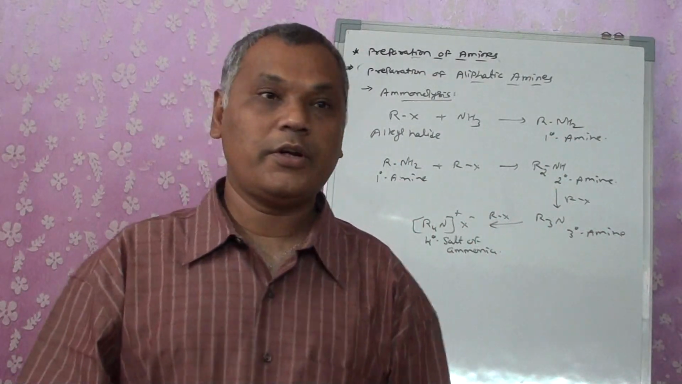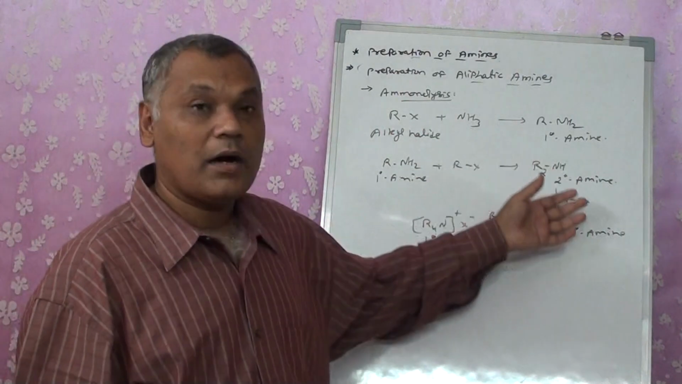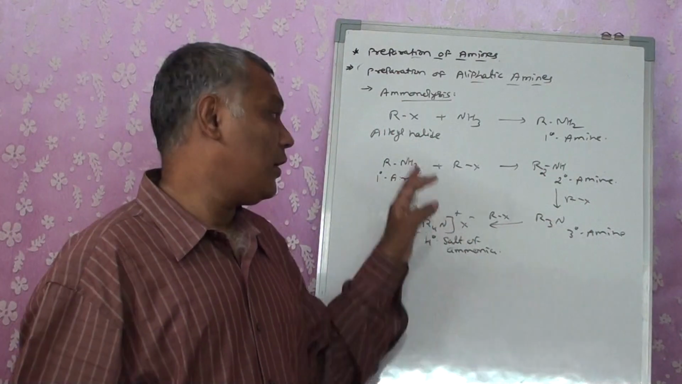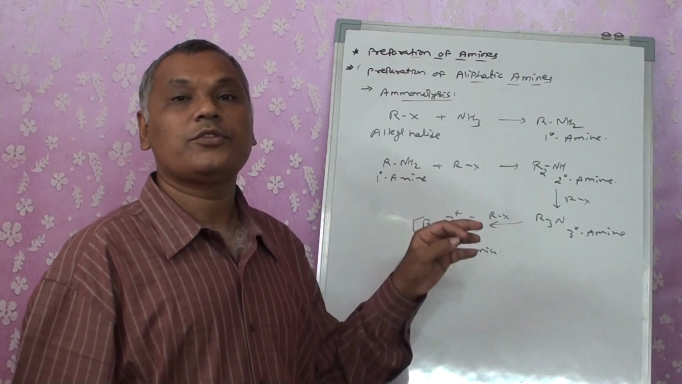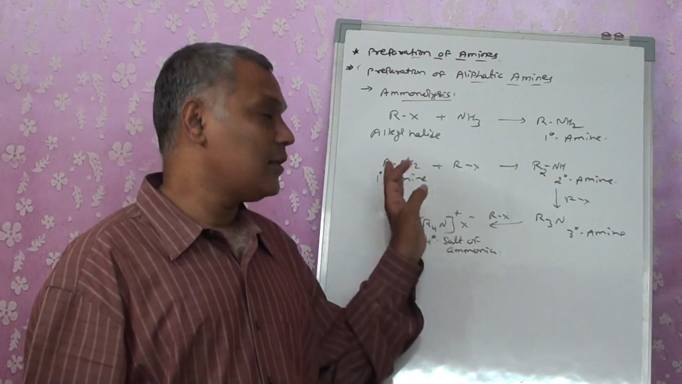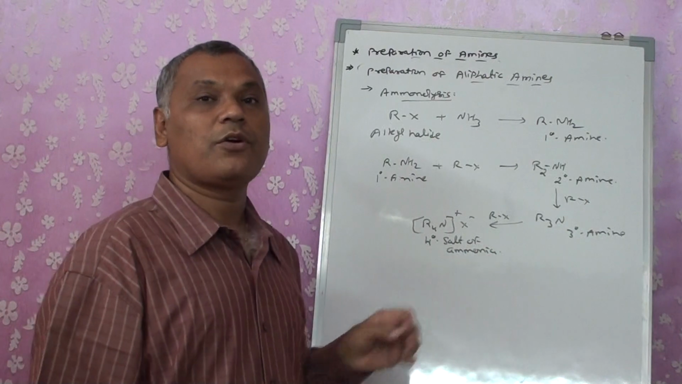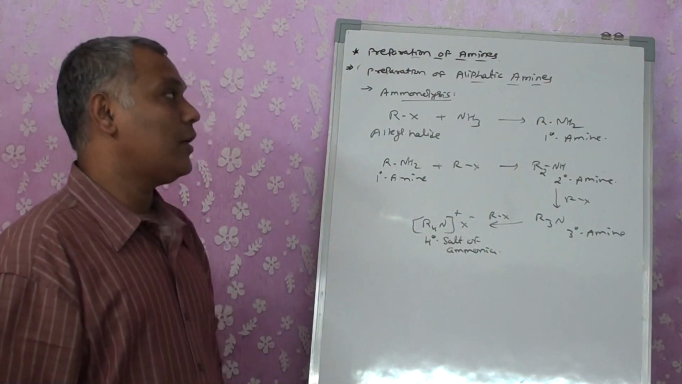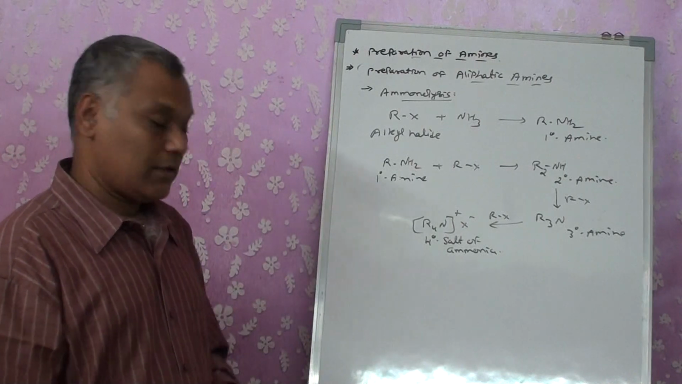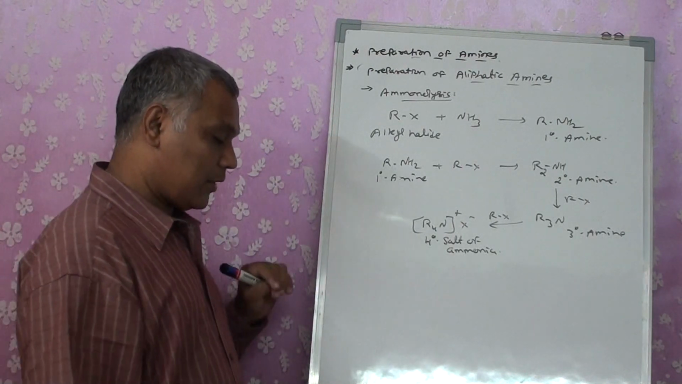What is the reason for it? These are highly reactive compounds containing a lone pair. They can go for the substitution of hydrogen very easily, and as a result we get a mixture of primary, secondary and tertiary amines. So we are not getting pure amines. Right? This is the second method.